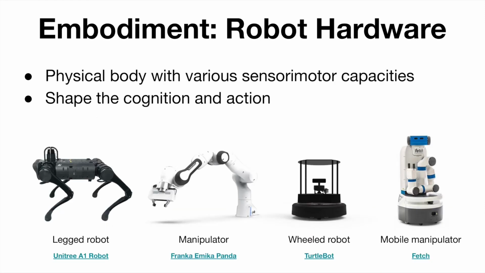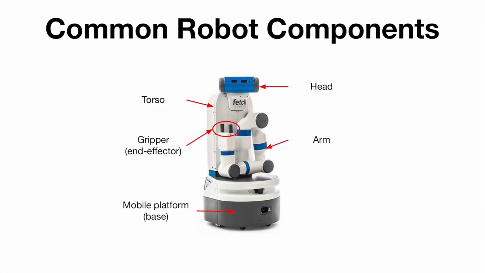The robot is the physical body with various sensory motor capacities. It restricts what kind of sensors and actuators can be used, and therefore shapes the cognition and action. Here we list 4 common types of robots: legged robot, manipulator, wheeled robot, and a mobile manipulator. Take the mobile manipulator Fetch, for example.